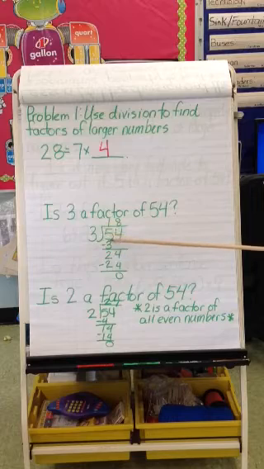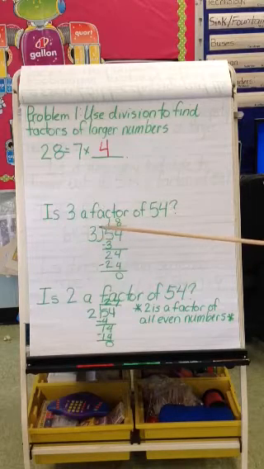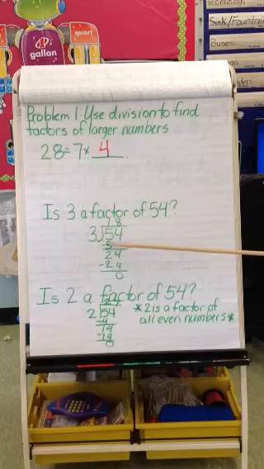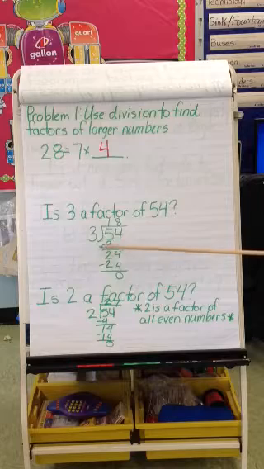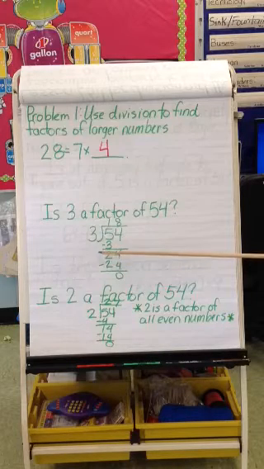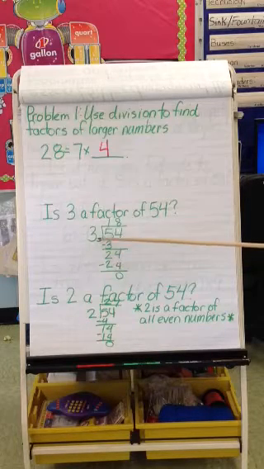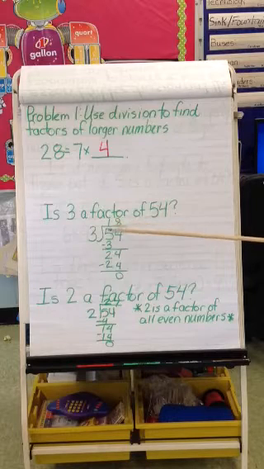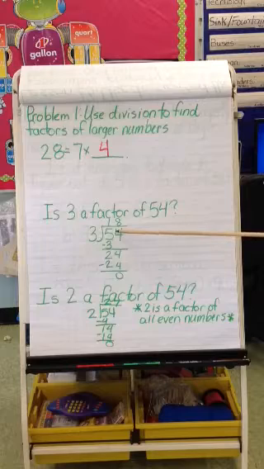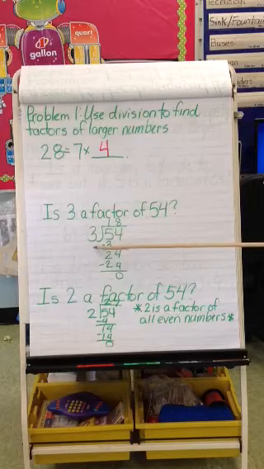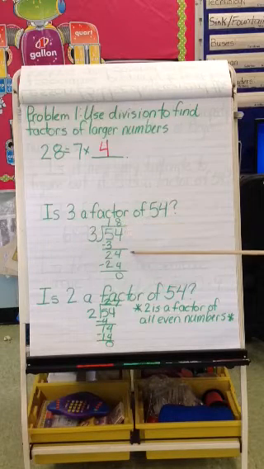If we go through and do long division, 5 divided by 3, you can get one group. 1 times 3 is 3. 5 minus 3 is 2. Bring down the 4 because now you have 24 ones. 24 divided by 3 is 8. Then you multiply. 8 times 3 is 24. So yes, 3 is a factor of 54 because 3 times 18 is 54.